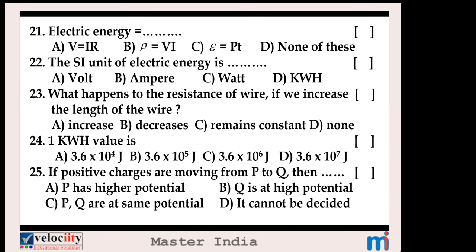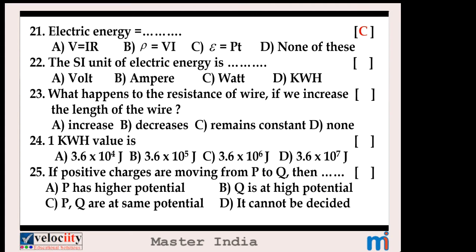21. Electric energy is equal to dash. A. V is equal to IR, B. Rho is equal to VI, C. Epsilon is equal to PT, D. None of these. The correct answer is option C. Epsilon is equal to PT. Power into time.